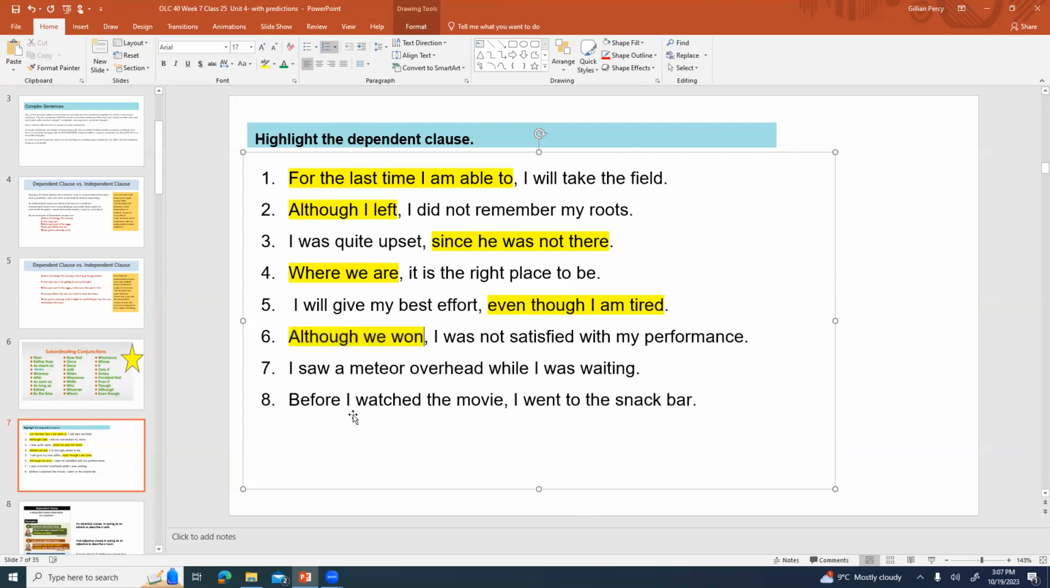I saw a meteor overhead while I was waiting. So where's our clause? It's not at the beginning because we've got the word I. So right here in the middle, while, that's our conjunction. And we join it up with the rest of the clause, while I was waiting. Before I watched the movie, I went to the snack bar. So where's our conjunction there? Right here at the beginning, right? Before I watched the movie.